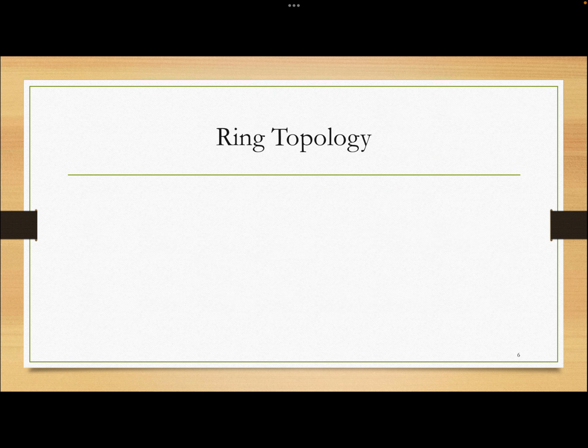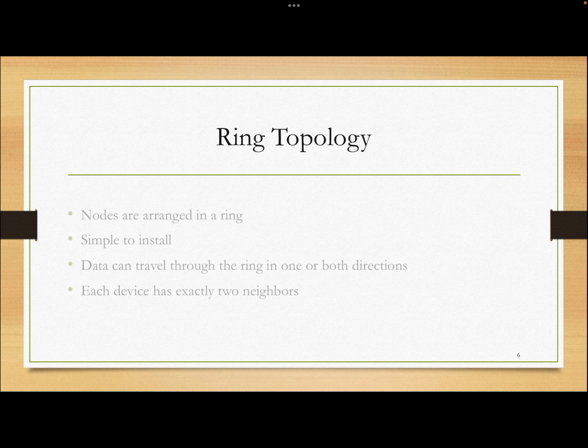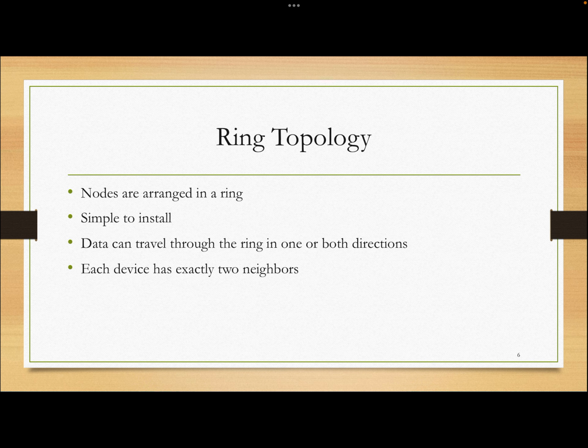The multi-access problem can be overcome easily using ring topology. In the ring topology, the nodes are arranged in a ring. It's simple to install. A ring is like this. It's like a circle, but it doesn't have to be an actual circle. It's just that it connects. Suppose maybe like this, this is also a ring.